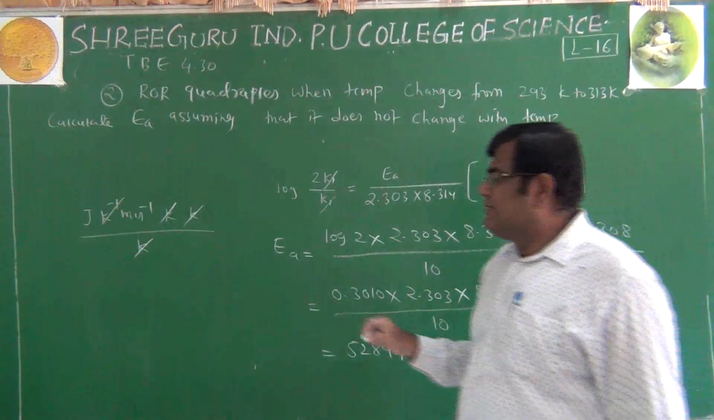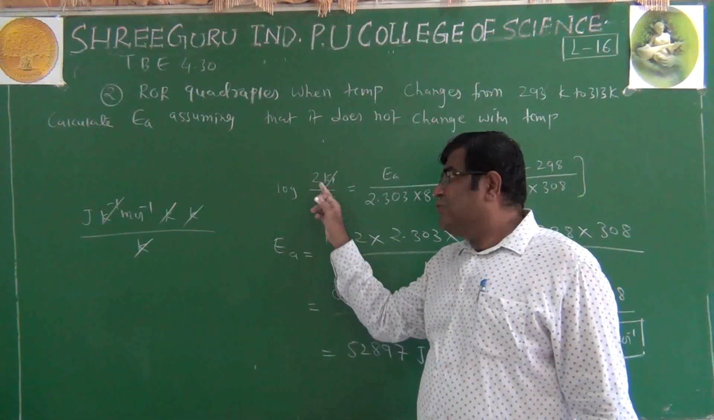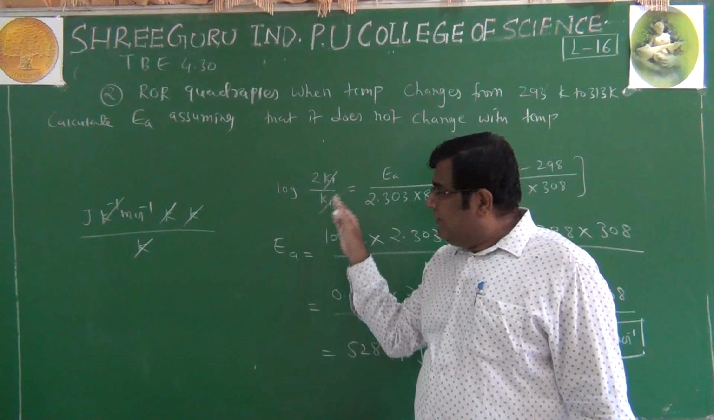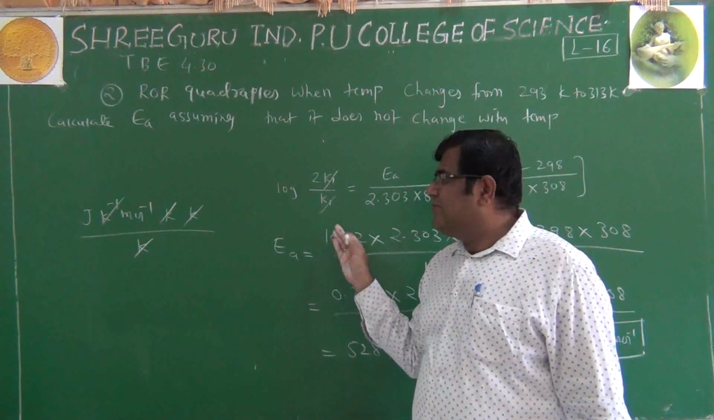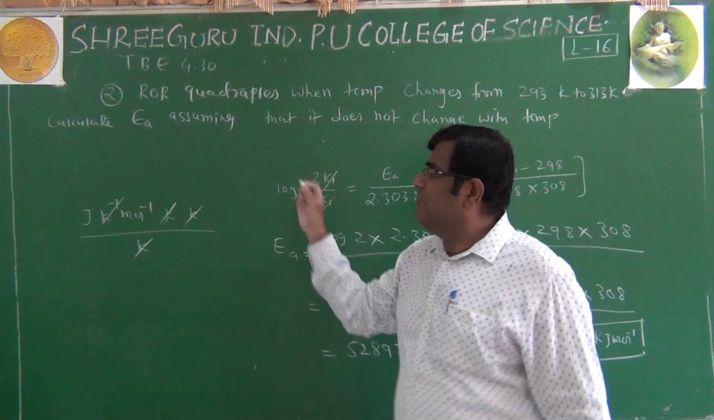So in the previous example we said K2 is equal to 2K1. In this example we have to say K2 is equal to 4K1 because of this word quadruples.